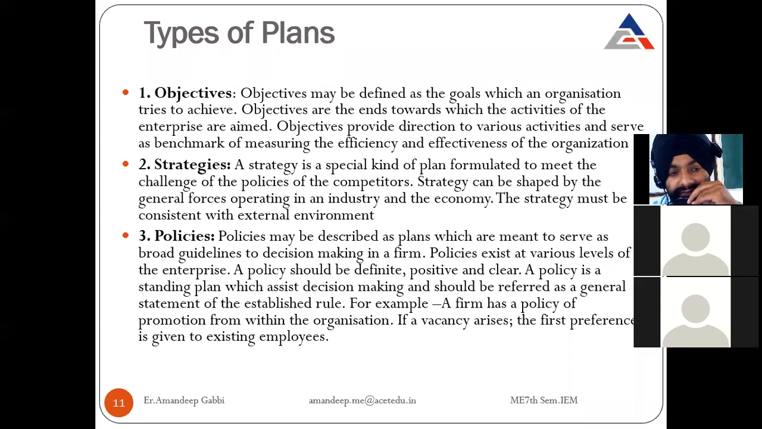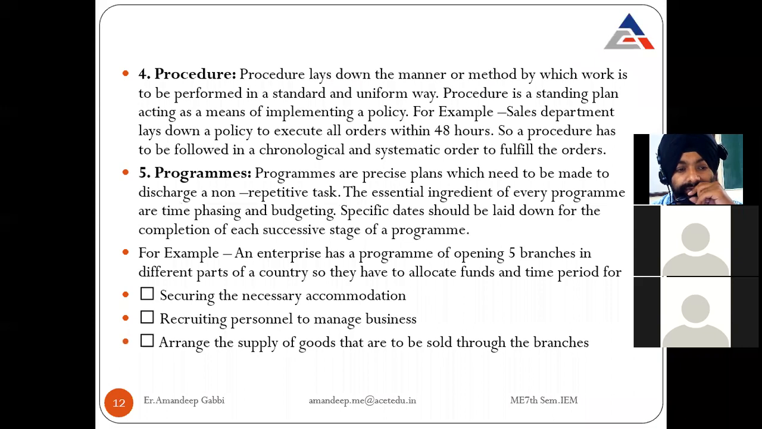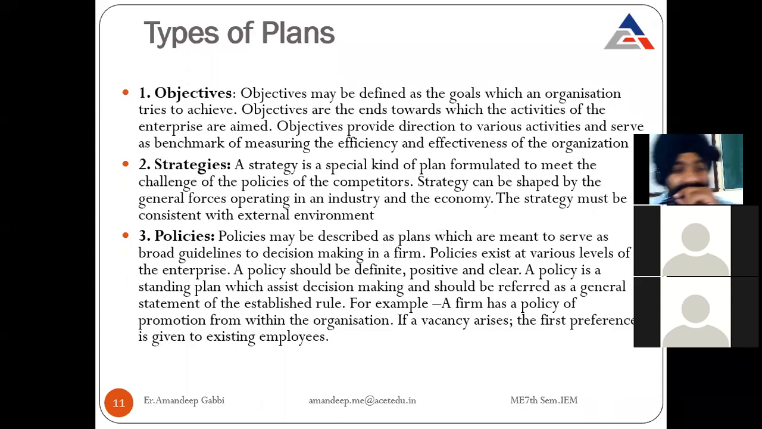So coming back to types of plan, the different types of plans are objectives, strategies, policies, procedures, programs, rules, and budgets. So these are types of plan. Objective. An objective may be defined as a goal which an organization tries to achieve. Objectives are the end towards which the activity is aimed. Objective provides direction to various activities and serves as a benchmark for measuring the efficiency and effectiveness of the organization.